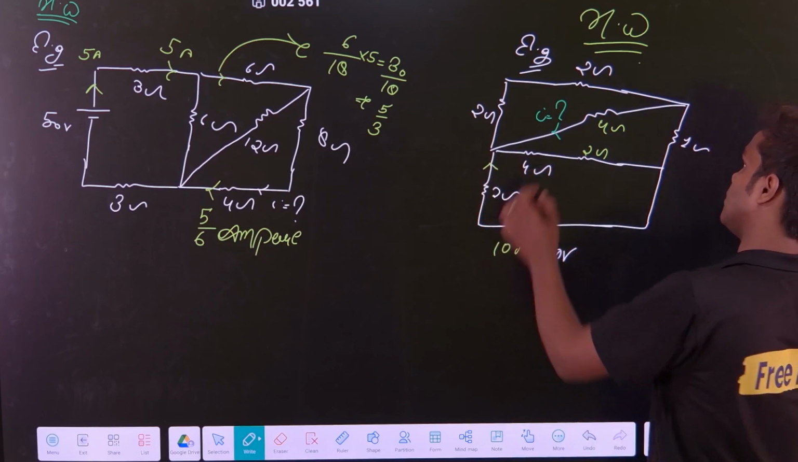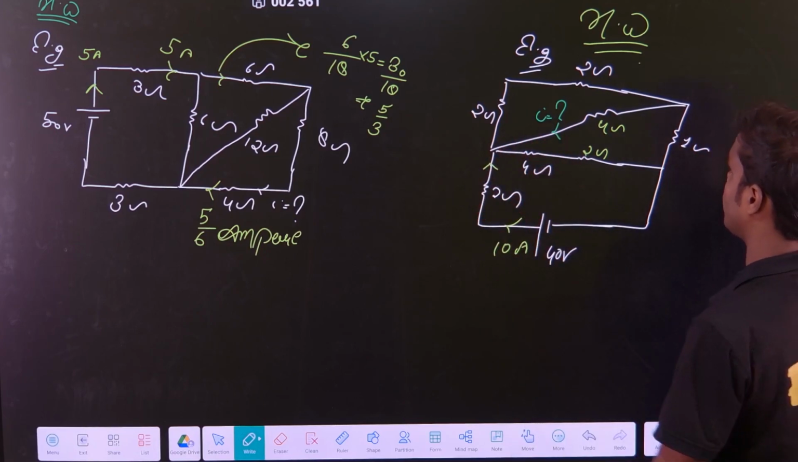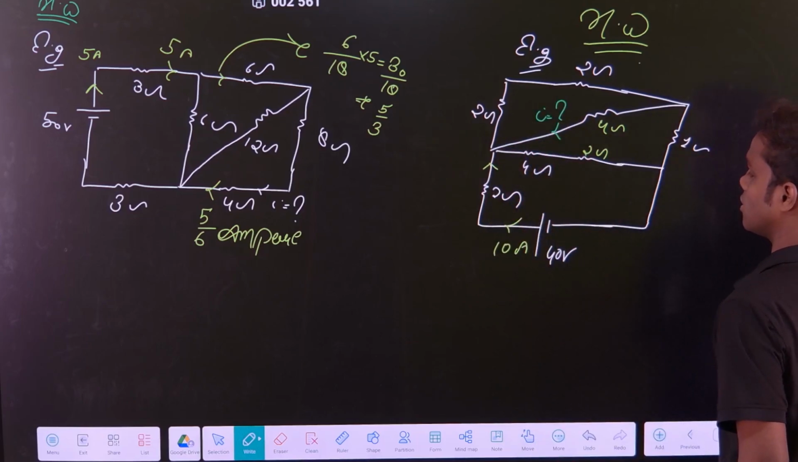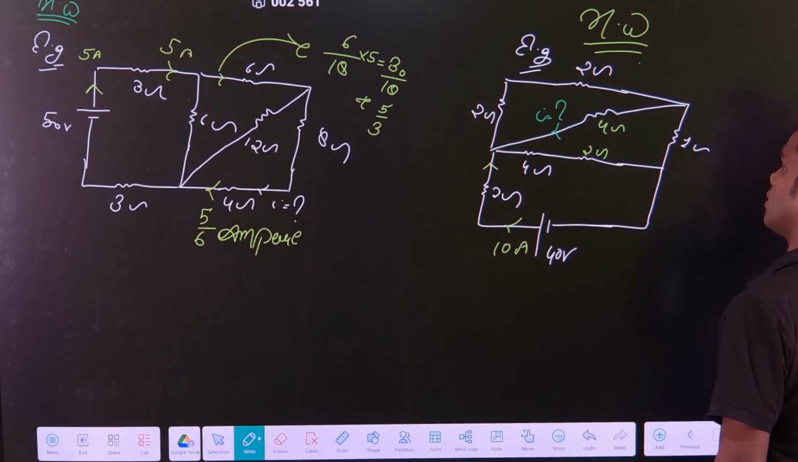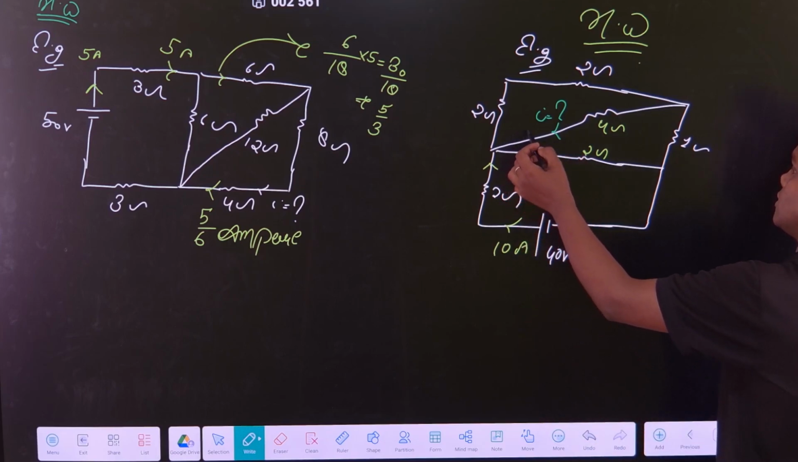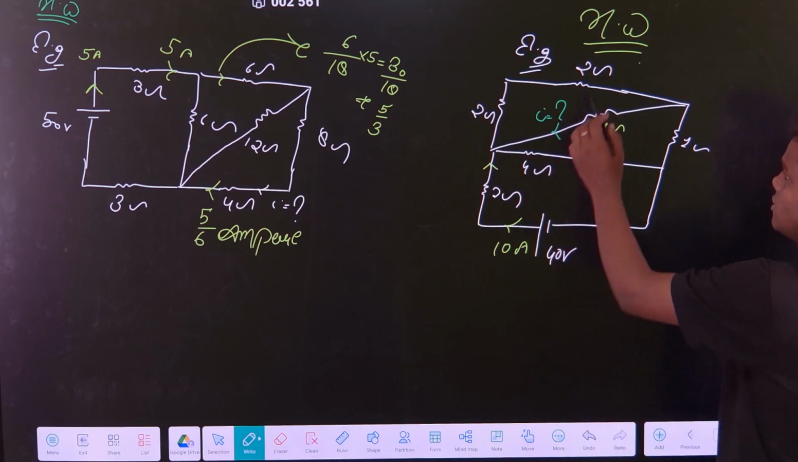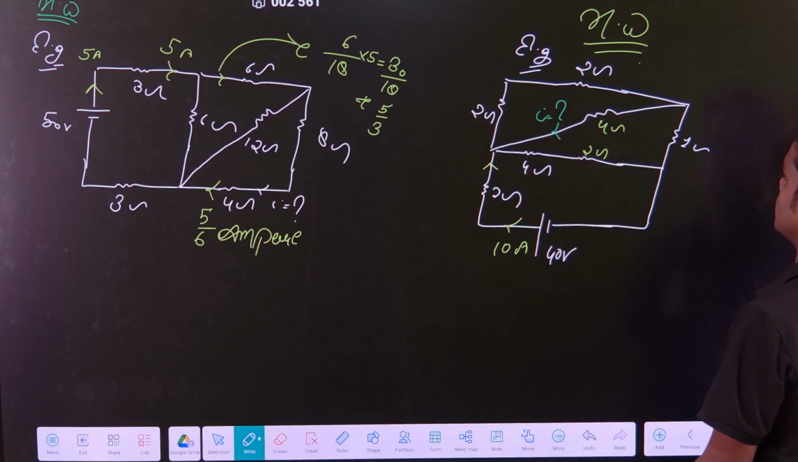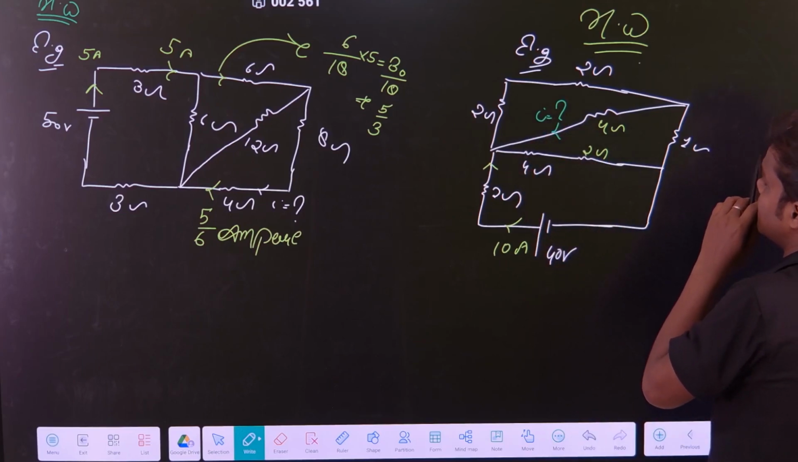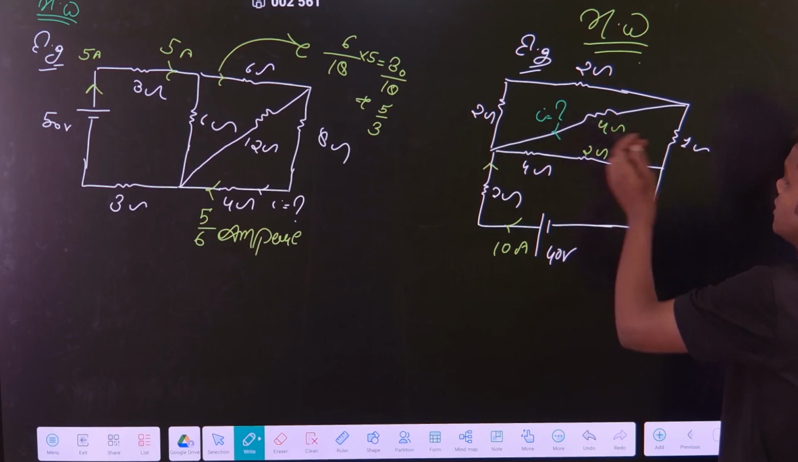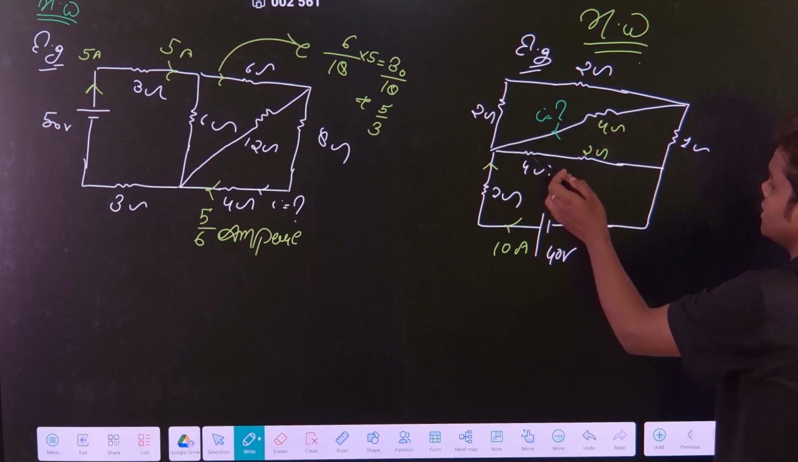Now this 10 ampere will have to come here. Now if you can see, we basically have to find the current in this branch. Try to see properly, you have 2 branches. This is my 4 ohm, and 4 parallel is 2, correct? So 2 ohm plus 1 is 3. Okay, 3 and 6 we have.